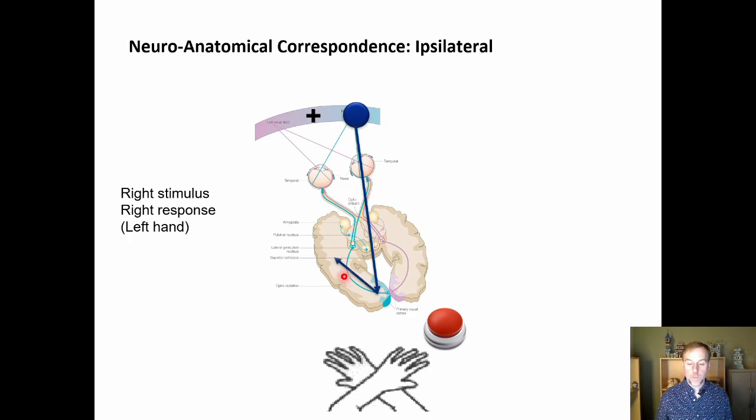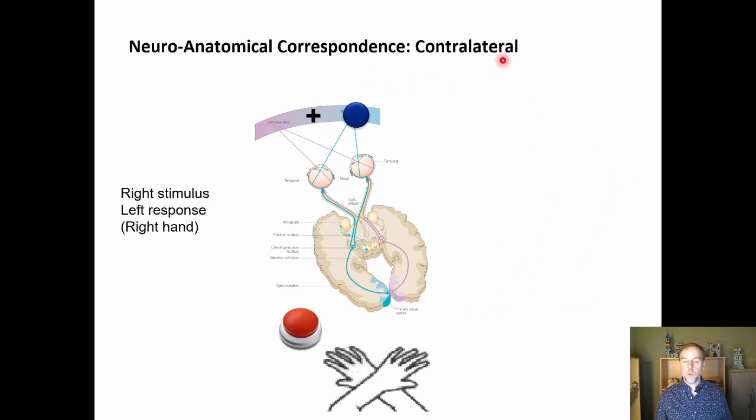We can then go up to the motor areas in the left hemisphere, but we can't send that out because that would move the right hand, and we want to make a response with the left hand, because the left hand will make a right response because our hands are crossed. So we've got to throw in that extra step before we can send out the output. So when our hands are crossed, neuroanatomical predicts that we're going to be slower.